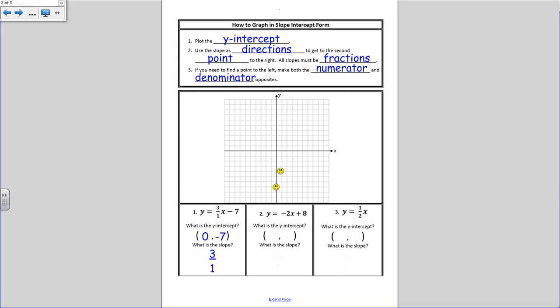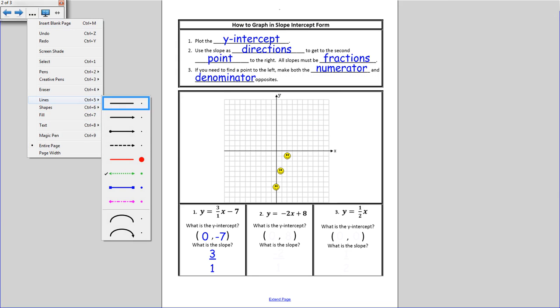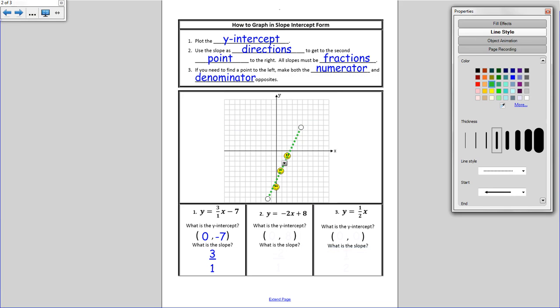You could find more points. I'm going to rise 1, 2, 3, run 1. That is where I'm going to connect my points. If you notice, the line I draw every time has arrows on both sides. It has to have arrows on both sides. Solid line, because that line goes forever in both directions.